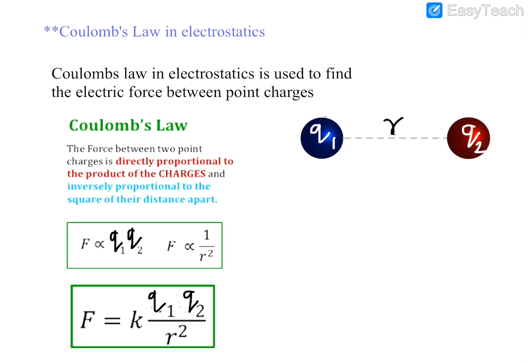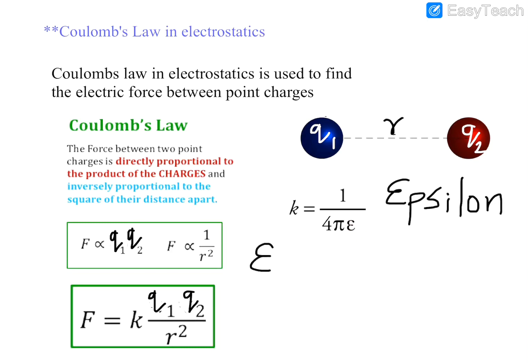Here the proportionality constant k is not equal to 1, but it is given by k is equal to 1 by 4 pi epsilon. This symbol is called epsilon, and epsilon is called permittivity.